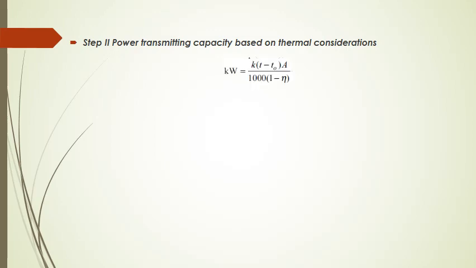Now, step 2, power transmitting capacity based on thermal considerations. Therefore kilowatt is given by K into T minus T naught into A divided by 1000 into bracket 1 minus efficiency. Therefore substituting the values, kilowatt is equal to 15 into 50 into 1.5 divided by 1000 into bracket 1 minus 0.7945. Therefore by calculation we are getting kilowatt is equal to 5.47.